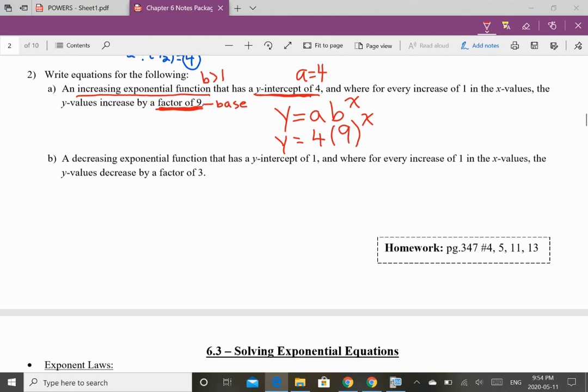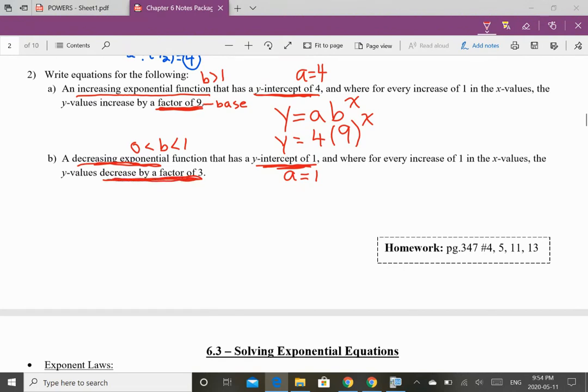And finally, part B, a decreasing exponential function. That tells me that b is between 0 and 1. It has a y-intercept of 1. There's our a value. A equals 1. For every increase of 1 in the x values, the y values decrease by a factor of 3. So be very careful with this.